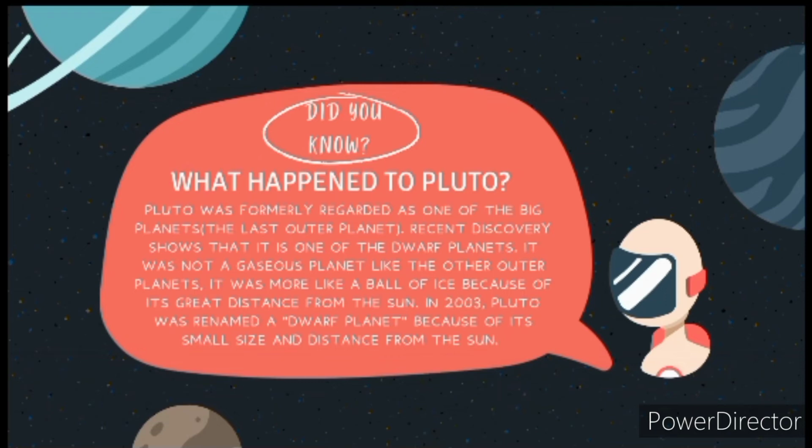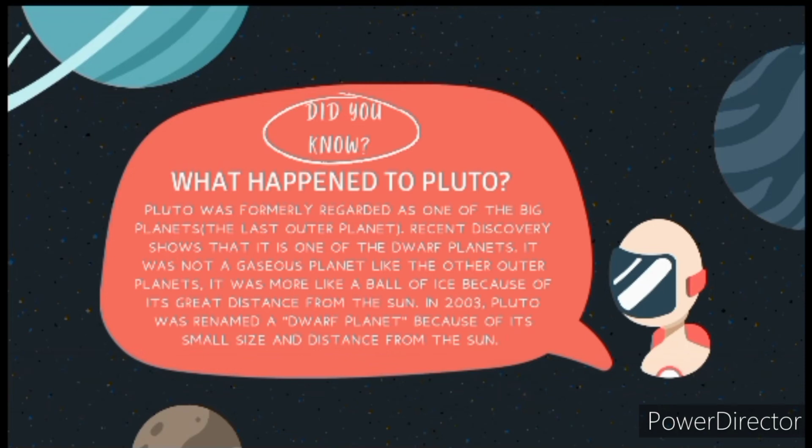Wow. So it is not a gaseous planet like the other outer planets. Remember, another name for outer planet is gaseous planet. But it is more like a ball of ice because of its distance from the sun. So in the year 2003 Pluto was renamed a dwarf planet. So many people think Pluto disappeared, but actually it was just renamed from being a big planet to a dwarf.